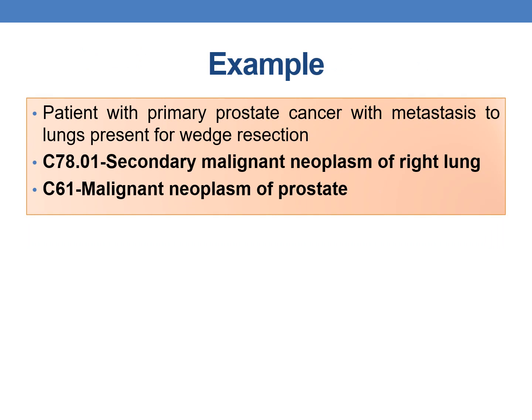Let us see an example. A patient with primary prostate cancer with metastasis to lung presents for wedge resection. Here the primary malignancy is prostate cancer and it has metastasized to the lungs. But the reason for the visit is wedge resection, that is, to treat the lung cancer. So here the PDX should be the secondary malignancy, that is C78.01, secondary malignant neoplasm of right lung, followed by C61, malignant neoplasm of prostate.